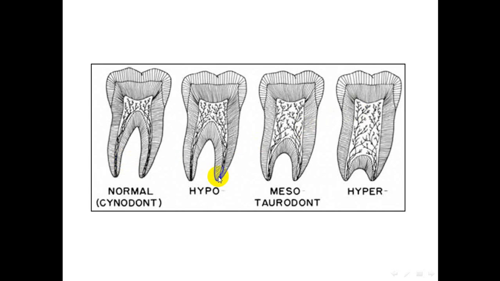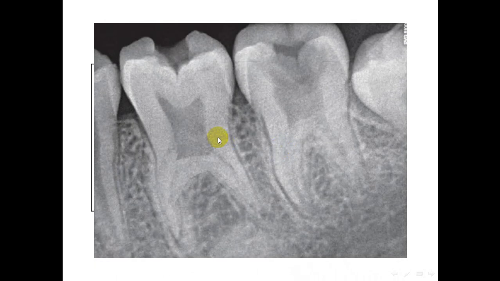A second deviation from the normal. This is the normal tooth. This is hypotaurodontism, mesotaurodontism, or hypertaurodontism. That means this tooth has a very long shank with a narrow or short root. This is called taurodontism.